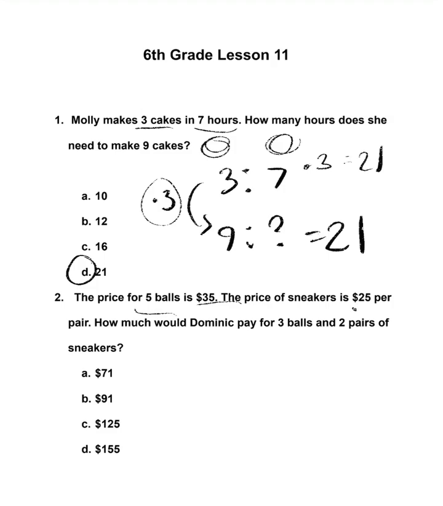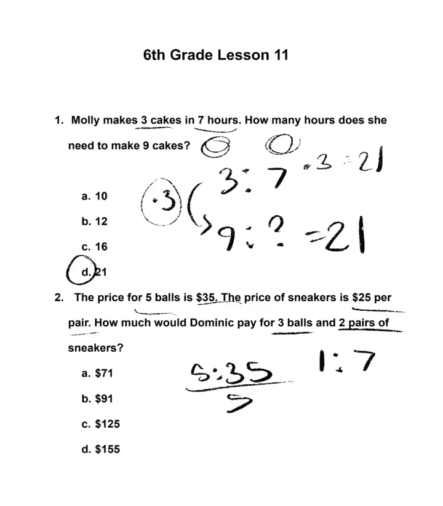Number 2, the price for 5 balls is $35. The price for sneakers is $25 per pair. How much would Dominic pay for 3 balls and 2 pairs of sneakers? So starting off, we know that 5 balls is $35. If we want to find how much is for each ball, we would need to divide both sides by 5, so it'd be $1 for however many dollars. So 35 divided by 5 we know is 7, so $7 per ball.